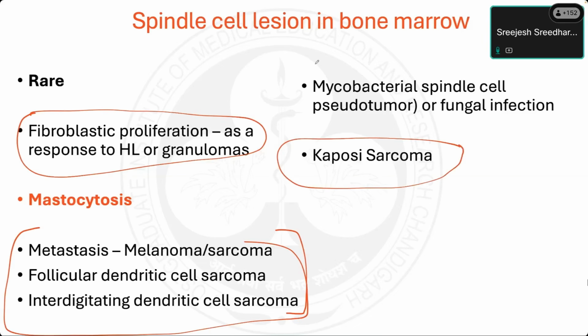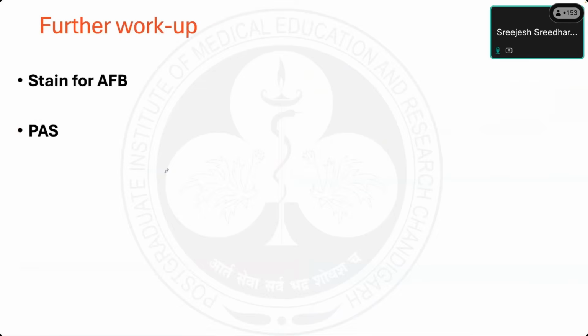Mycobacterial spindle cell tumors, again, bone marrow is an uncommon site. We can have lungs and pancreas and other organs. We can have this kind of pseudo tumors. So this is something we should think about: mastocytosis. Still, since the patient is HIV positive, we did AFB and FPAs to rule out organisms.